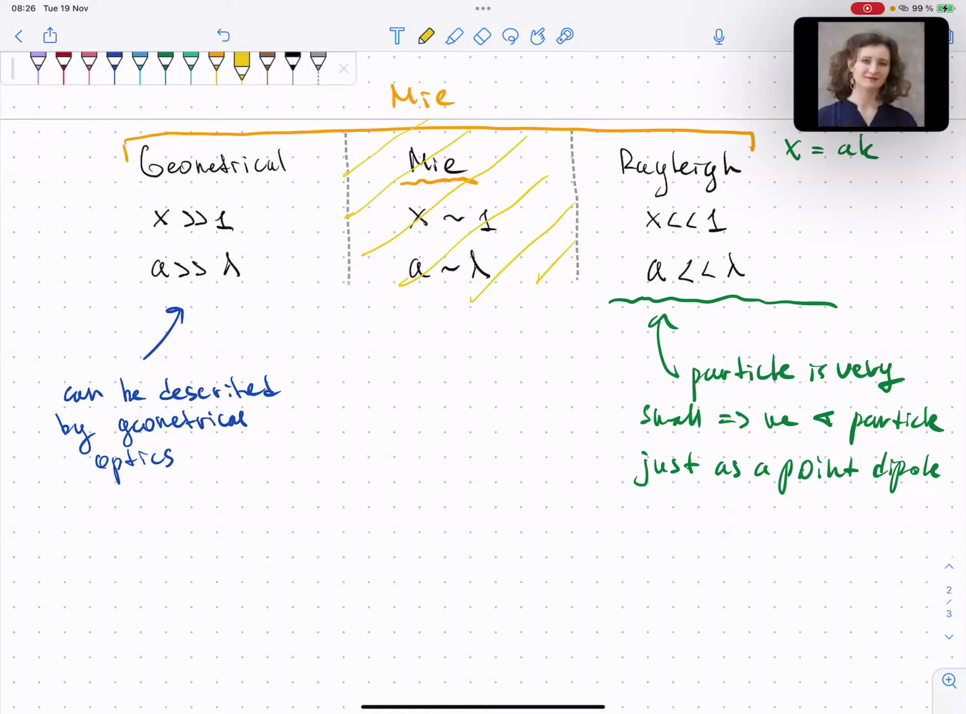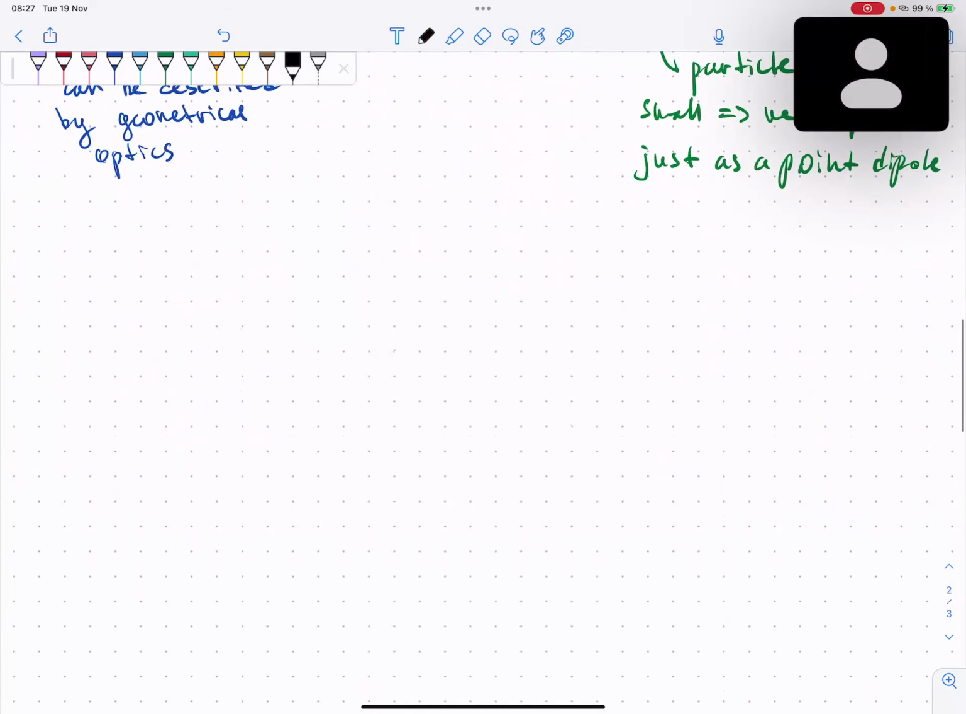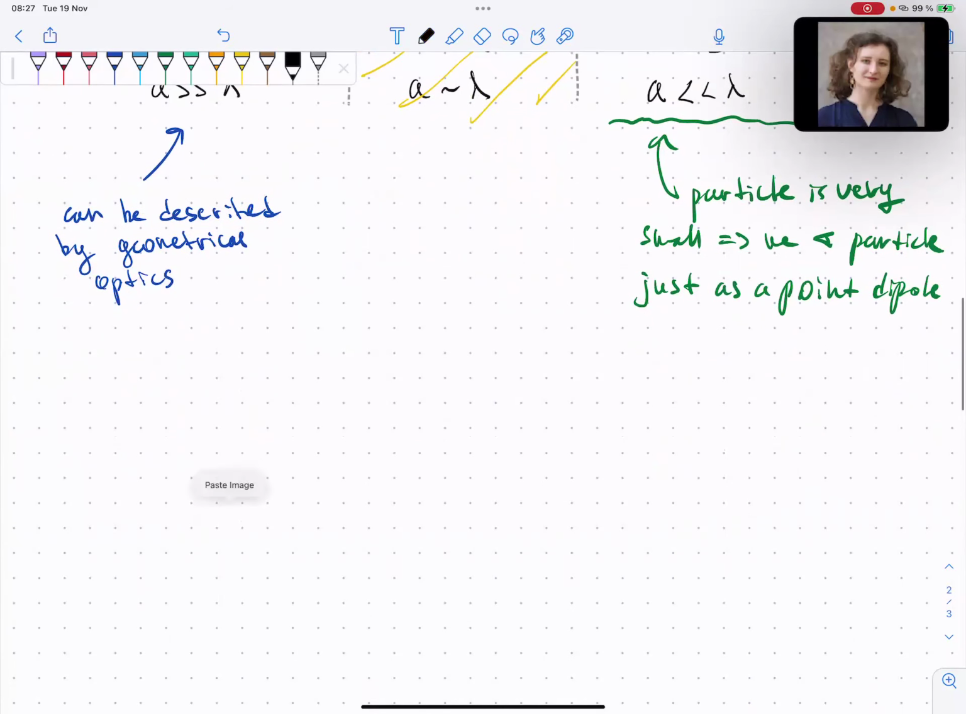Question: why do we consider the particle in the Rayleigh region as a dipole, not a monopole or something else? Well, because we have no scattering from monopoles, because monopoles do not radiate. Next would be the quadrupole or something like this, and others. The dipole is the first order.